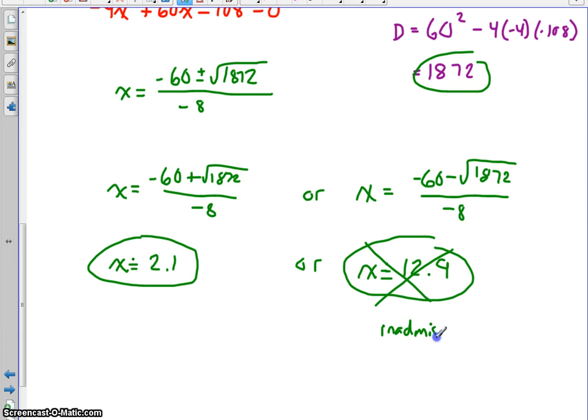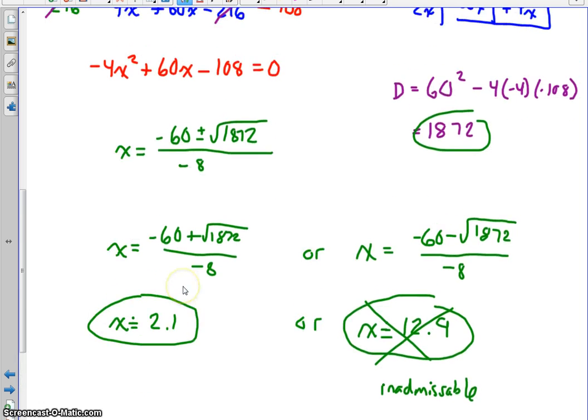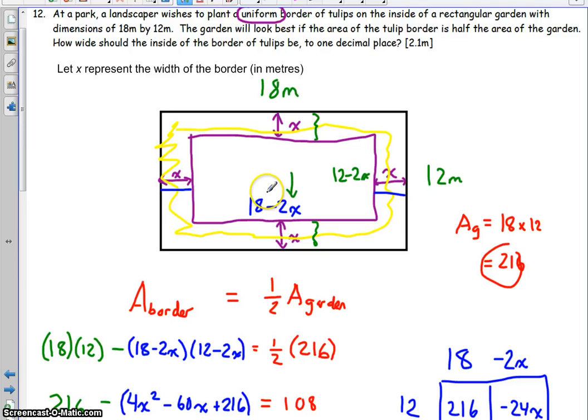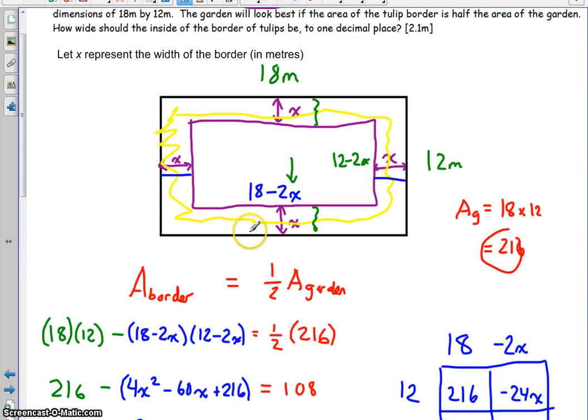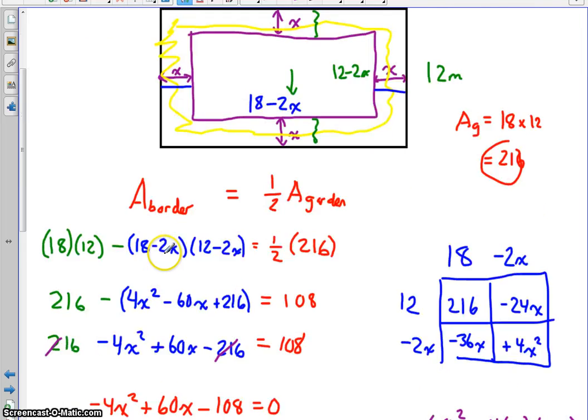Okay, so the only possible answer is going to be x equals 2.1. We can do a quick check to see if it makes sense. Does 18 minus 2 times 2.1 give you a feasible value? Yes, it does. Same with 12 minus 2 times 2.1. So the only possible answer here is that the width of the border is going to be 2.1 meters on all sides.